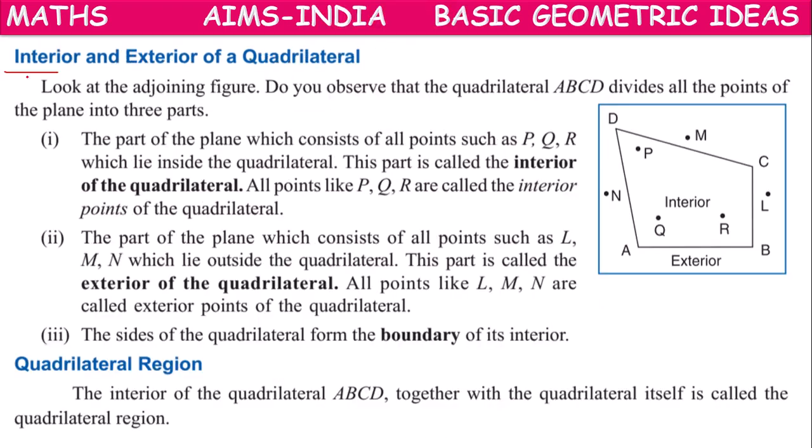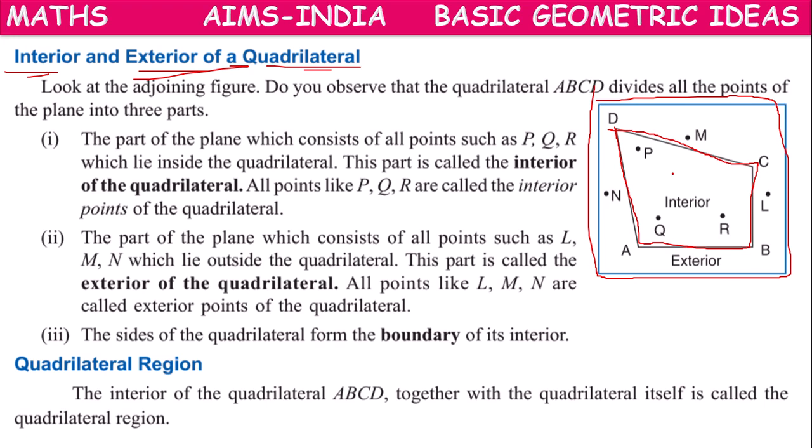Next one, interior and exterior of a quadrilateral. So, in a plane, if you draw a quadrilateral, it divides the plane into two parts. First part, interior, second part, exterior, third part, the quadrilateral itself, the boundary. So in a plane, if you draw a quadrilateral, it divides the plane into three parts.